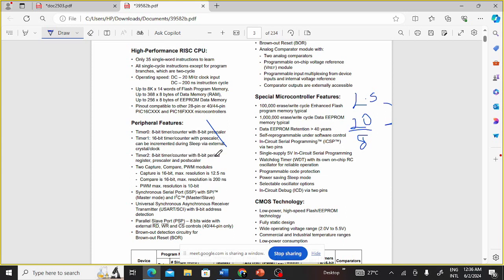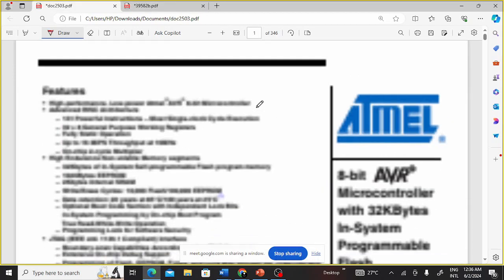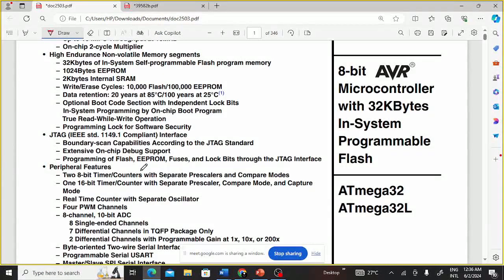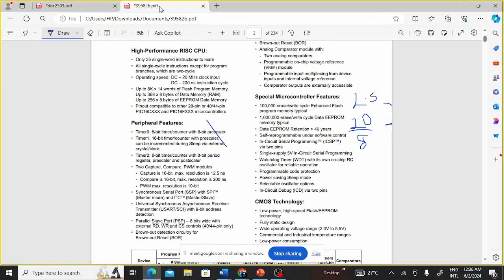Timer 2 is 8-bit, so this one has 3 timers. This one also has 3 timers. This one also has 3 timers: two 8-bit timers and counters with separate prescaler and compare mode, and one 16-bit. So on the timer level, they are the same. You understand? On the timer level, they are the same. Both of them have two 8-bit and one 16-bit timer.